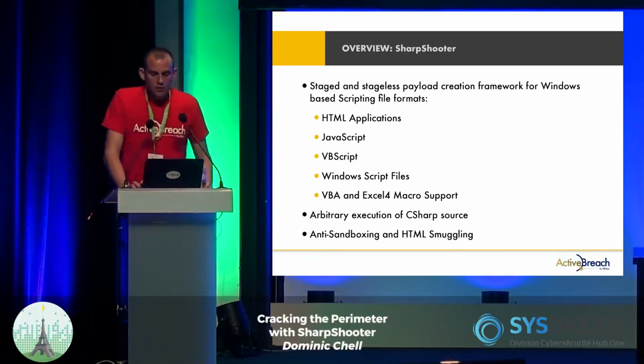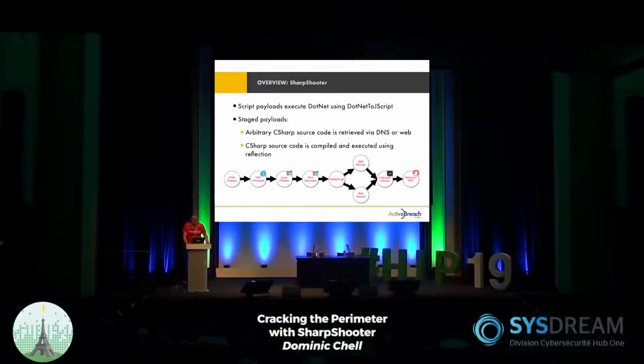So the foundation on which the tool is built is based on a tool called .NET to JScript. This is a really cool tool that was built by James Forshaw from Project Zero at Google. Essentially, .NET to JS provides you with full interop between .NET and the Windows script host through COM. So this basically means that you can take any arbitrary compiled .NET program and embed it as a serialized object that can be accessed through JavaScript or VBScript.